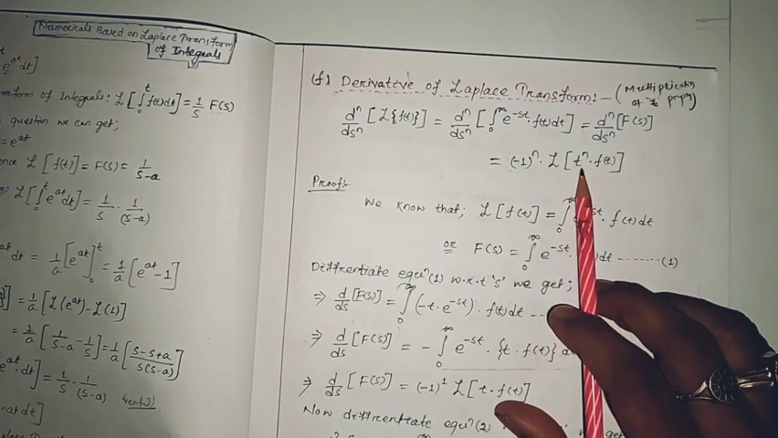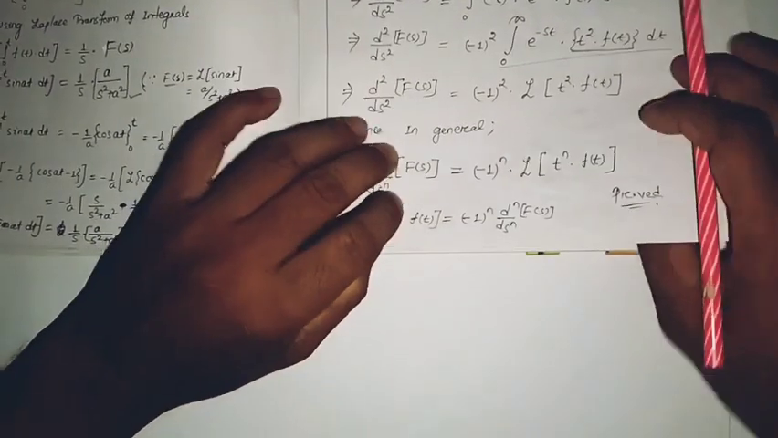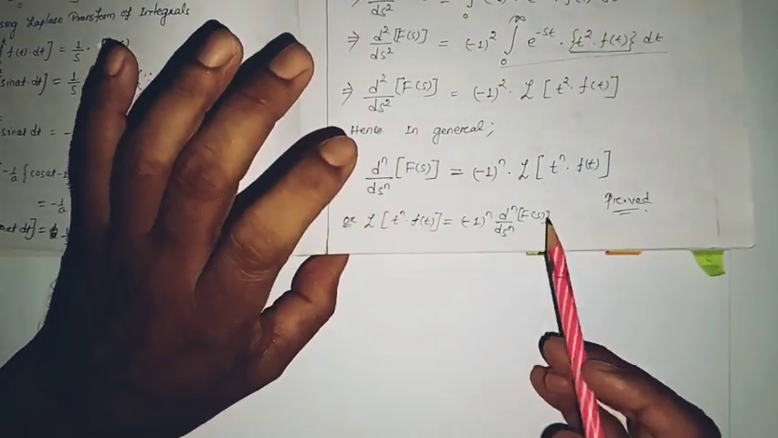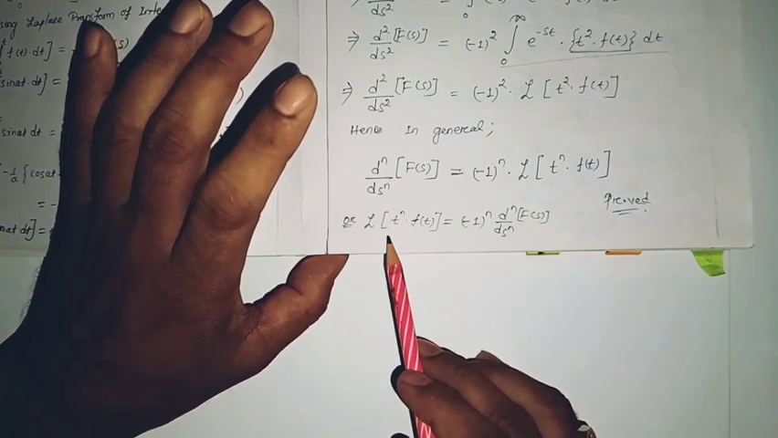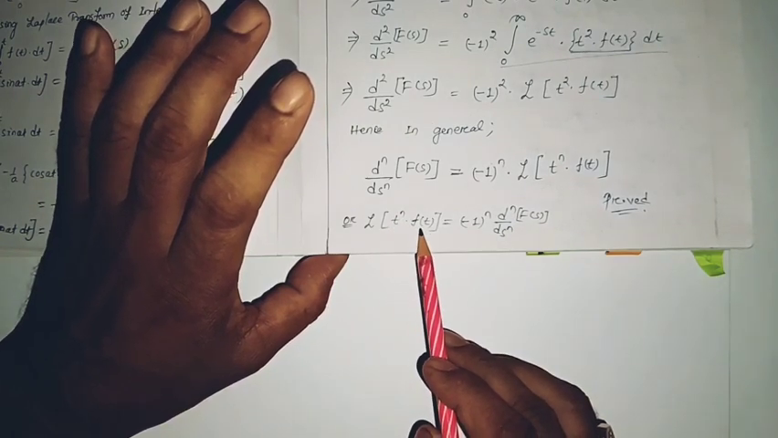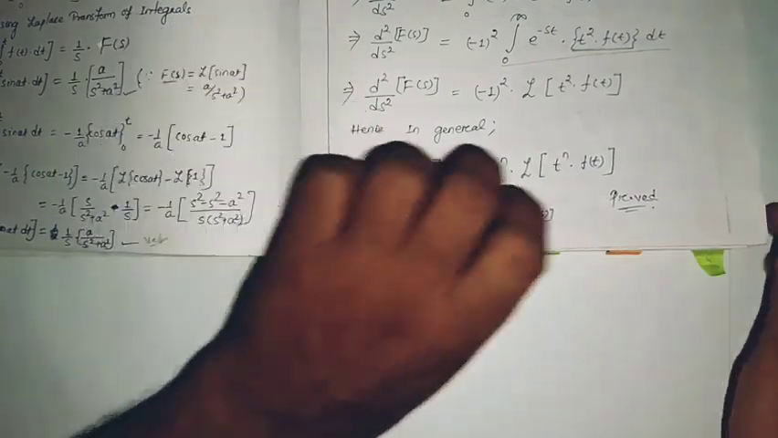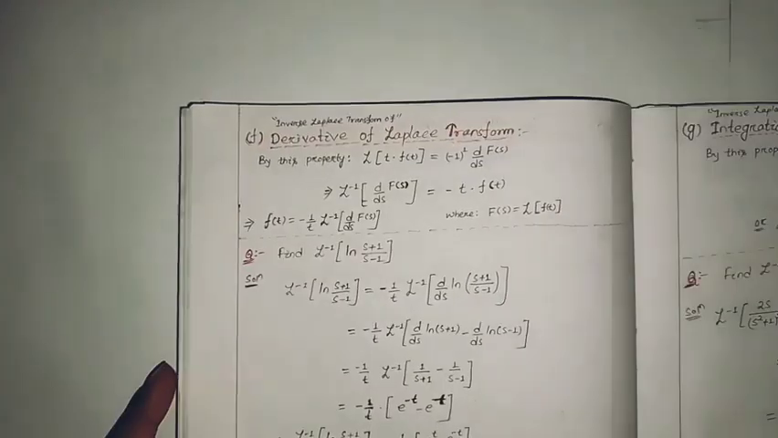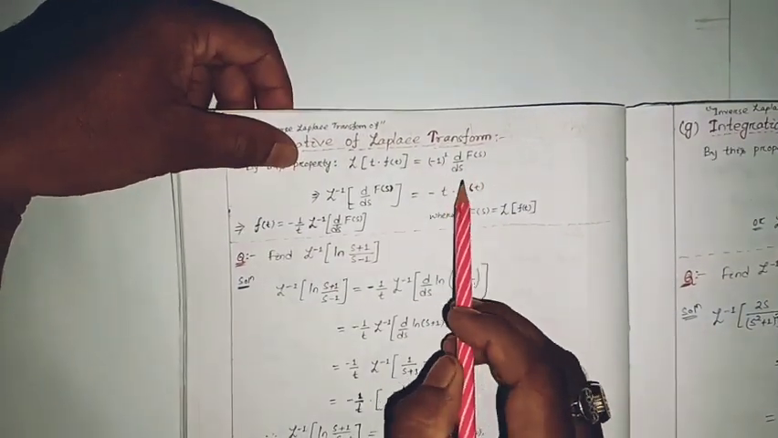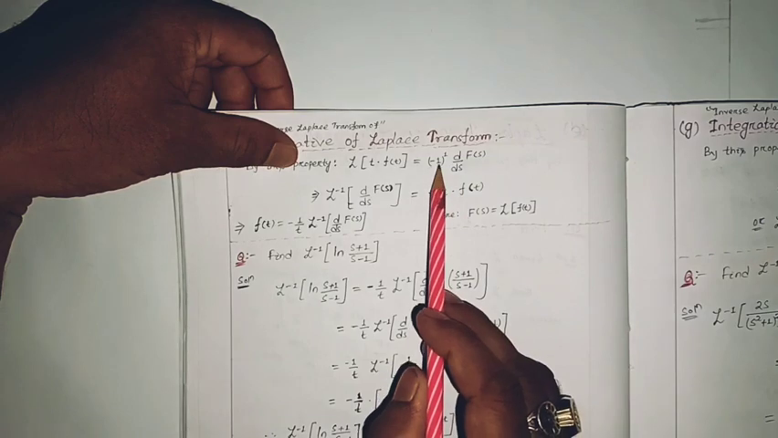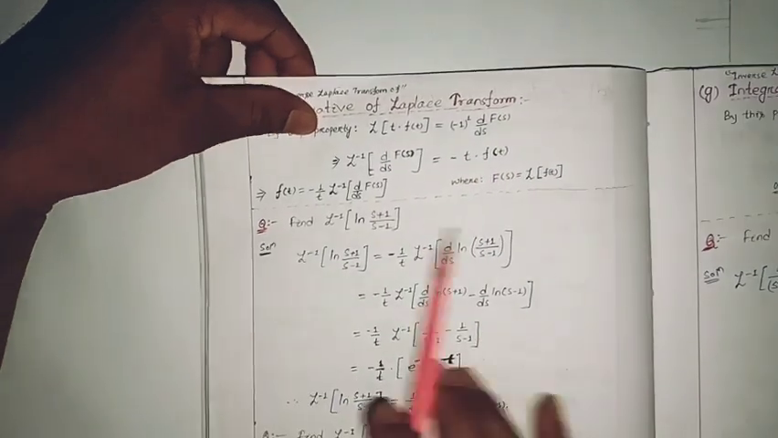In general, we know that the Laplace transform of t to the power n into f of t is equal to minus 1 to the power n times the nth derivative of capital F of s. When n equals 1, it will be t into f of t, minus 1 to the power 1 d by ds of capital F of s, whatever I have written over here. That implies the inverse Laplace transform of this will be minus t into f of t.